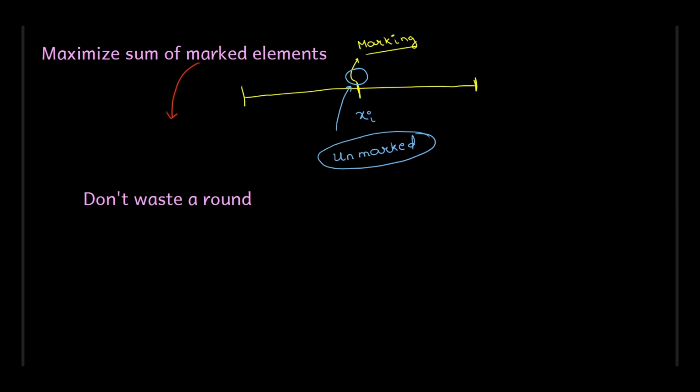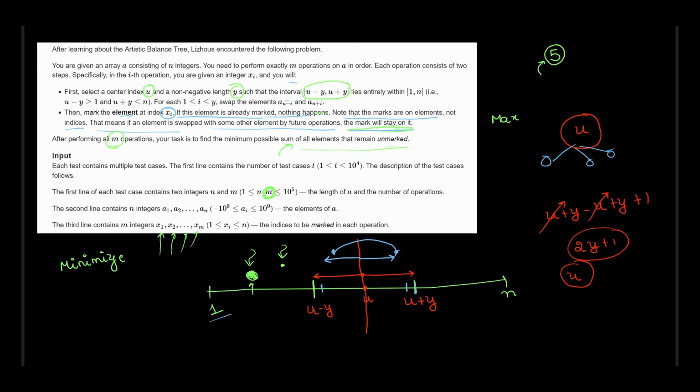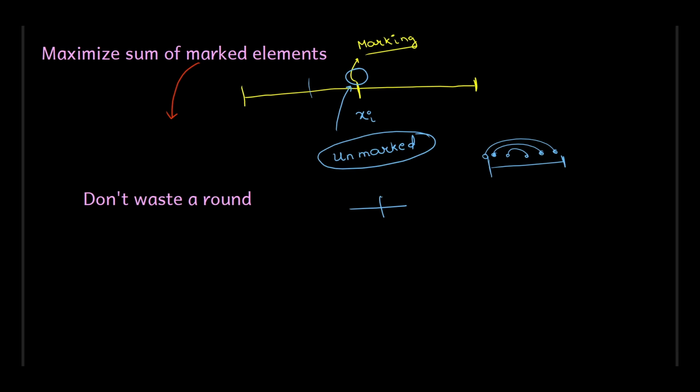But this might not always be possible, because for doing that you might have to transfer a lot of elements from here to here, and if you do these transfers, then in the future rounds, remember that you are only allowed to do this operation once for each round. So in each round you first do this operation and then you do the marking. So in this round, if you are greedy and mark the element at this index, then what would happen?